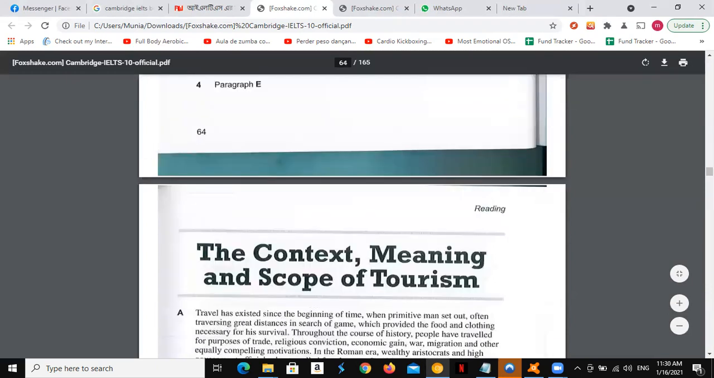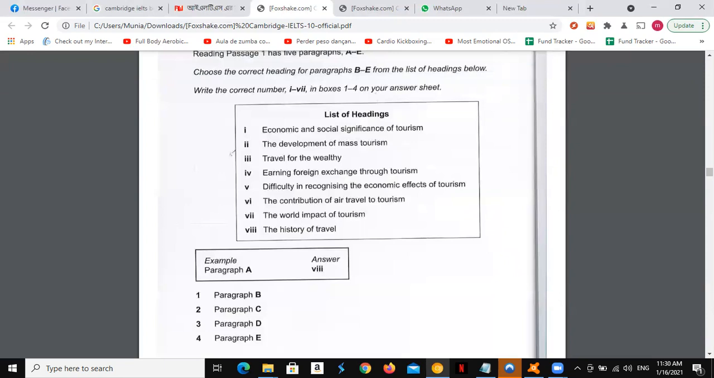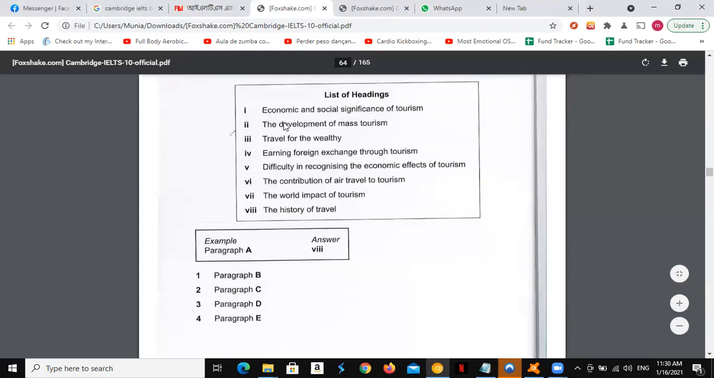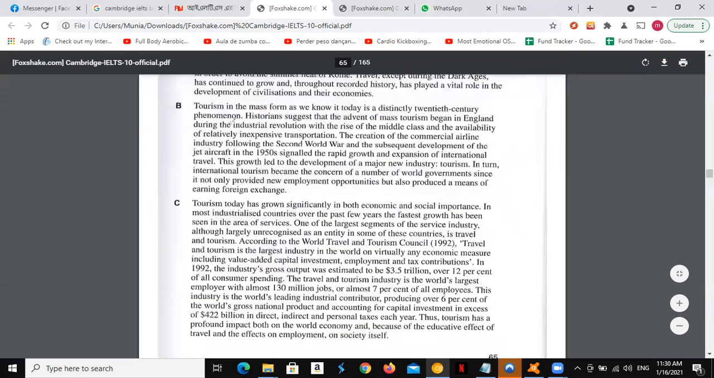Let's go back to the list of headings. Here they talk about the development of mass tourism. For paragraph B, the answer is the development of mass tourism. So you got the answer for paragraph B as well. Now let's move on to paragraph C.